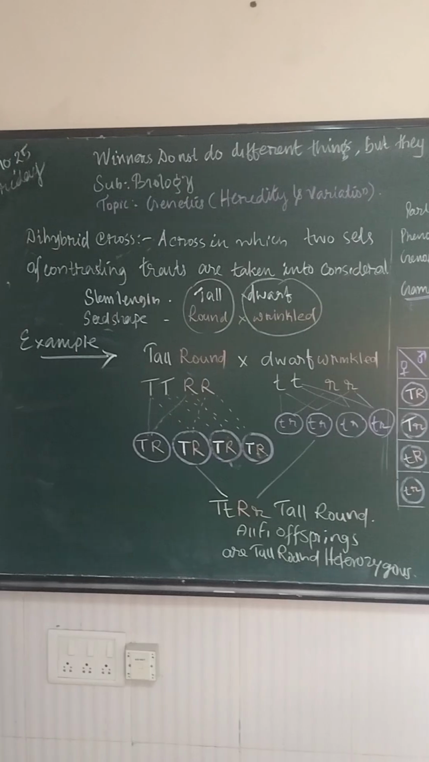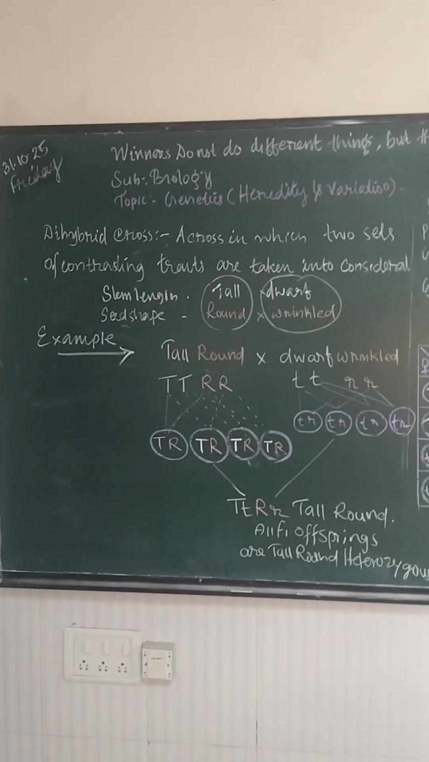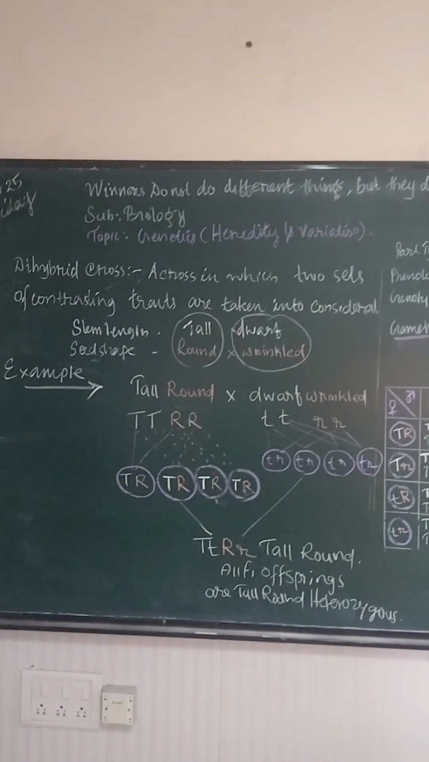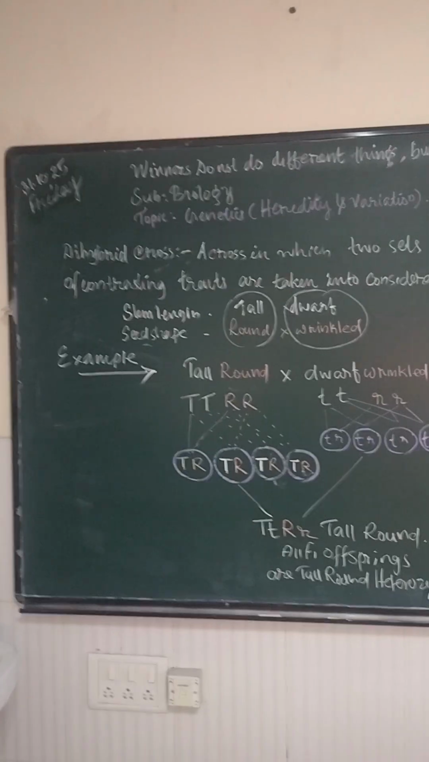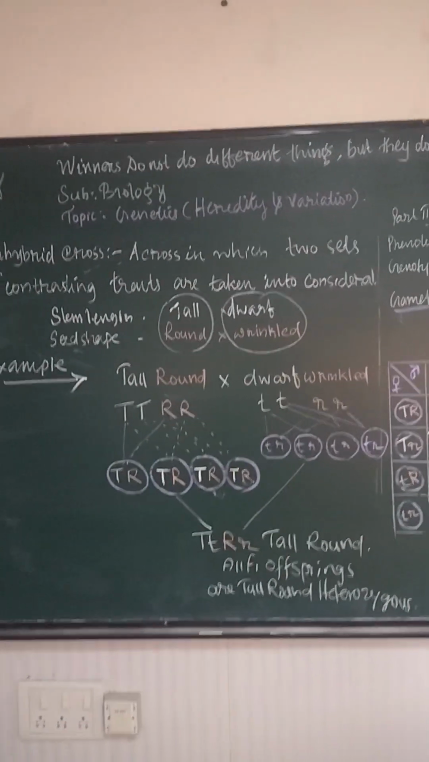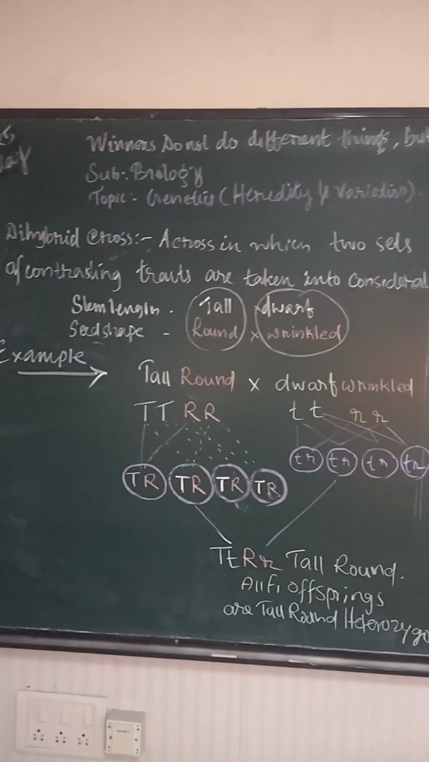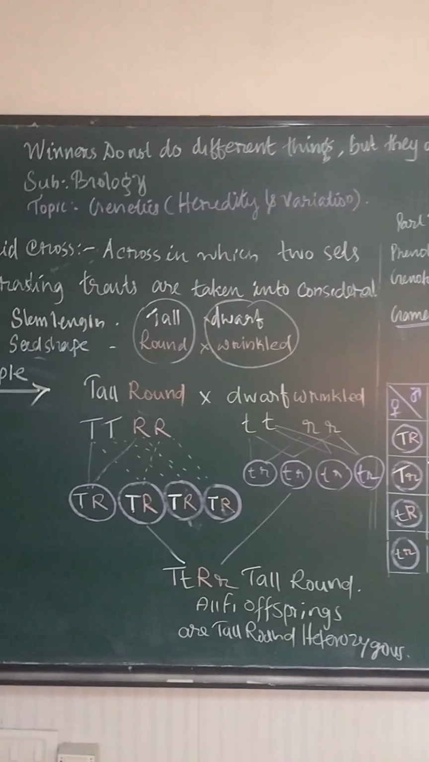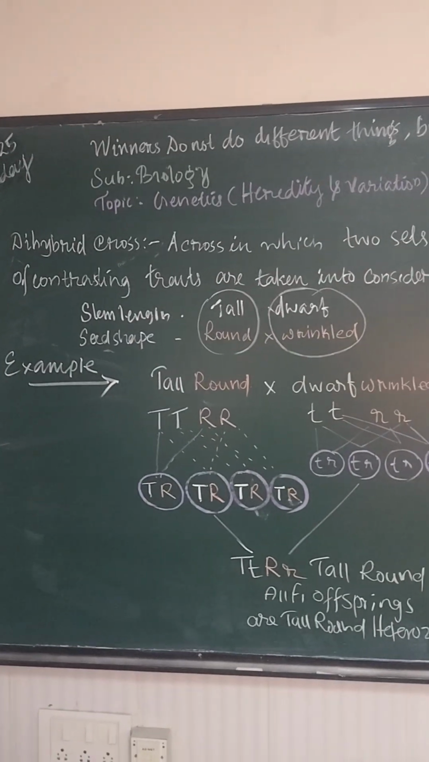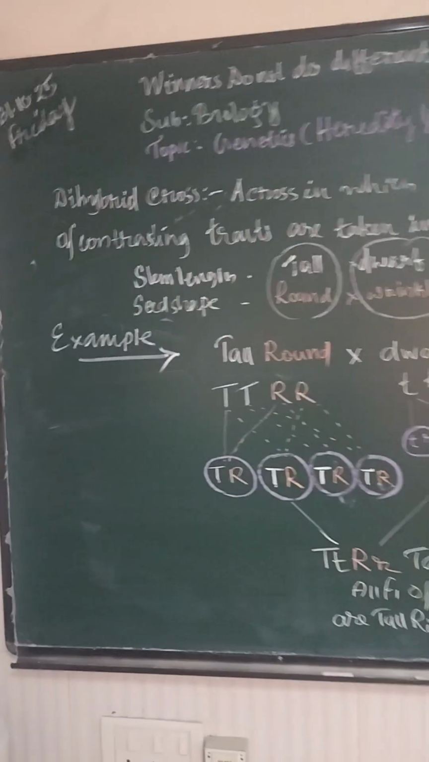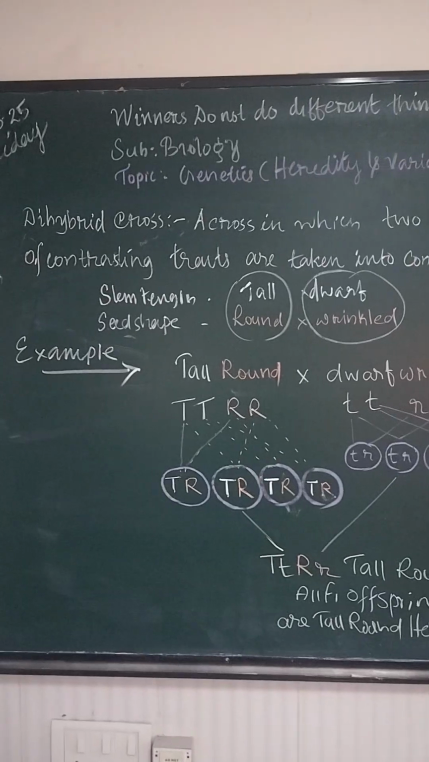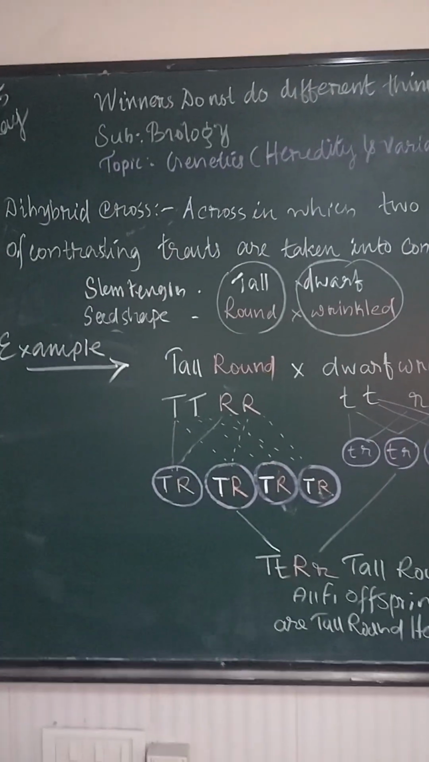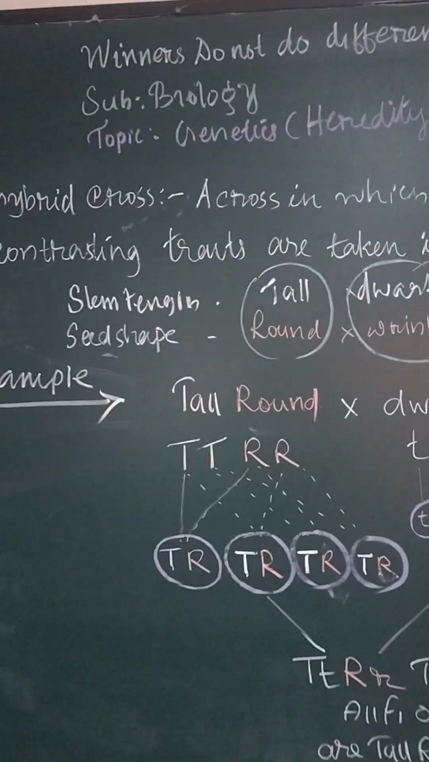Yesterday we discussed the monohybrid cross, and how to make the genotypic and phenotypic ratios. Today we will be discussing at length how to make the dihybrid cross. A dihybrid cross is defined as a cross in which two sets of contrasting traits are taken into consideration. Here we have taken two sets of contrasting characters, stem length and stem shape.